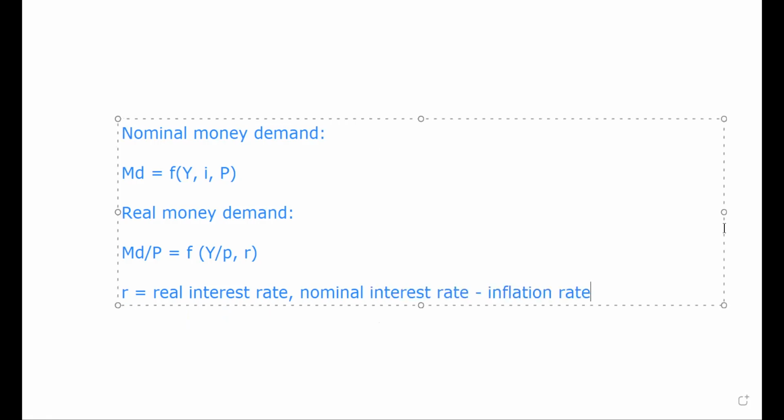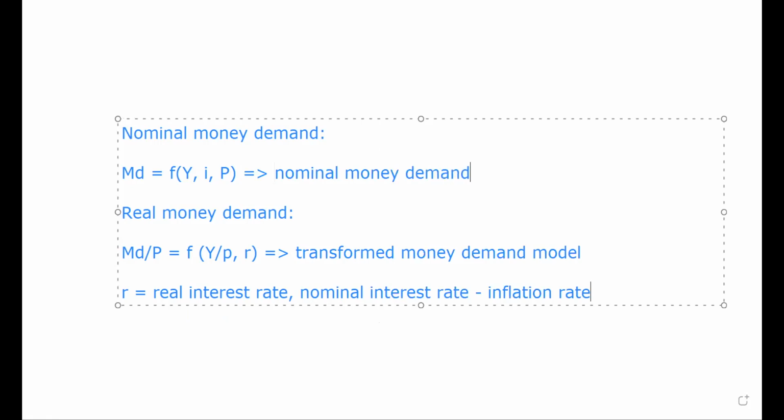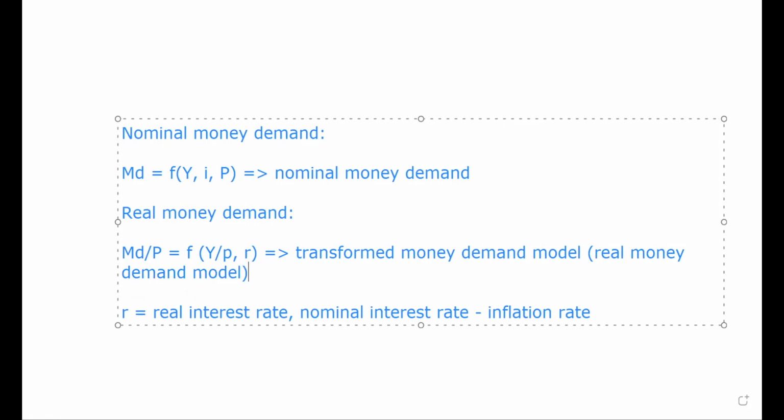If we estimate this real model, this means we have a transformed model. This is the transformed money demand model, and this is the nominal one. This transformed money demand, the real money demand, is common in our model.